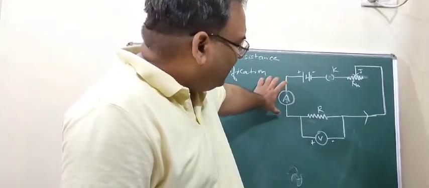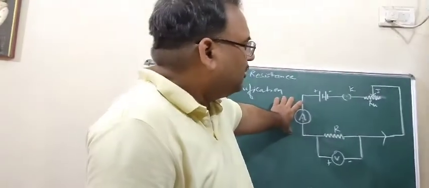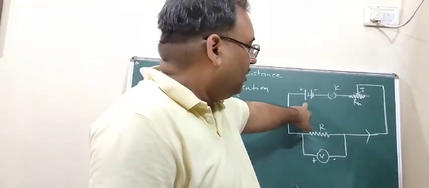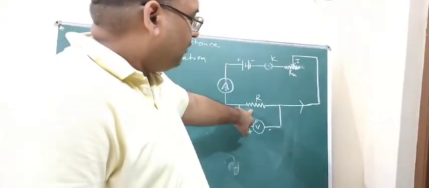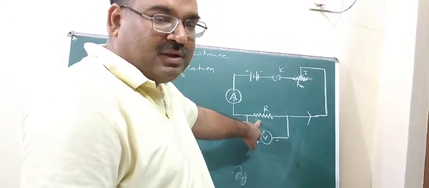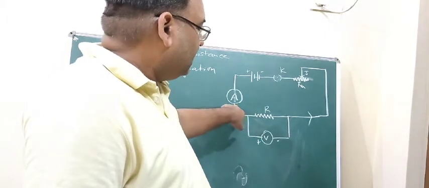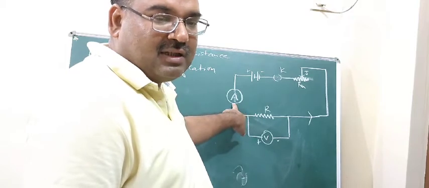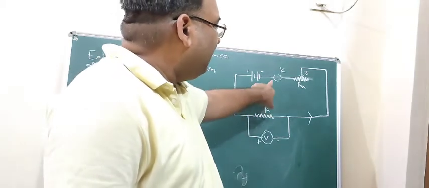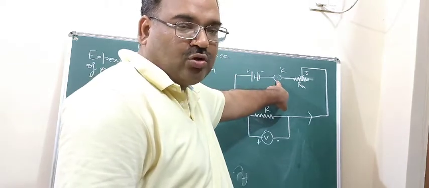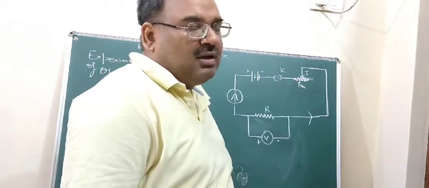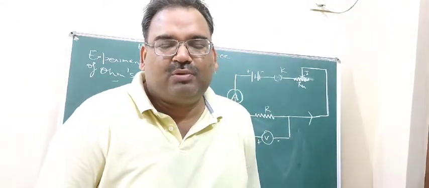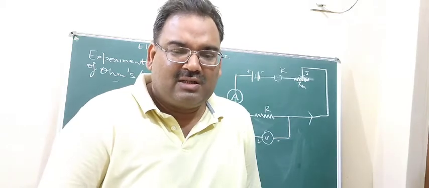Here is the circuit diagram drawn for the experimental verification of Ohm's law. This is a battery, the source of EMF, and a resistance across which the potential difference is to be varied, and a meter A, which is used for measuring the current flowing in the circuit. Then we have a key to close or open the circuit, and a rheostat. A rheostat is a variable resistance, used in the circuit to vary the potential difference applied across the resistance.